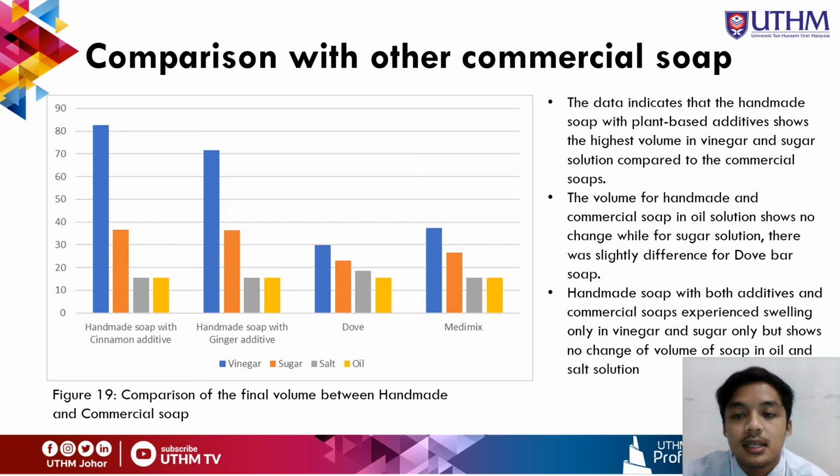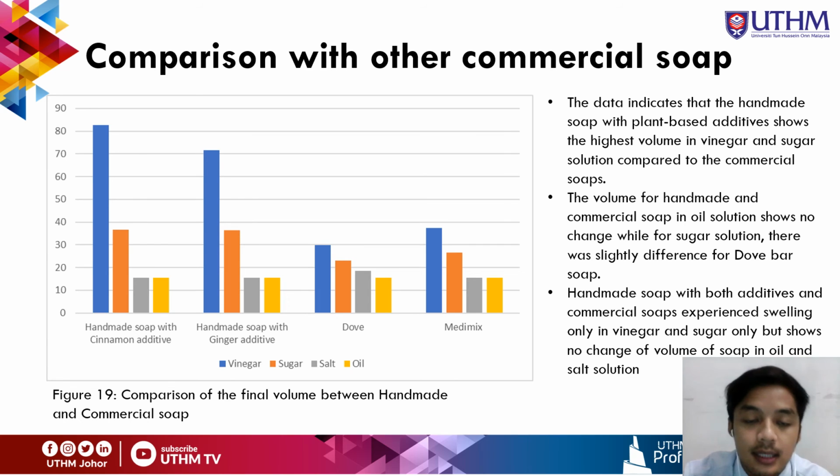Okay, this data indicates that the handmade soap with plant-based additive shows the highest volume in vinegar and sugar compared to the commercial soap. And also the volume for handmade soap and commercial soap in oil solution and salt solution show no change, but there was a slightly difference for the bar soap. And also the handmade soap with both additives and commercial soap experience swelling only in vinegar and also sugar, but show no change of volume of soap in oil and salt solution.